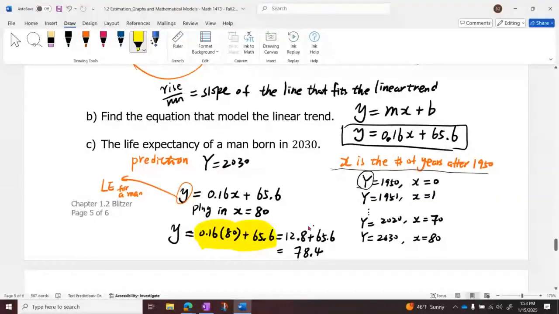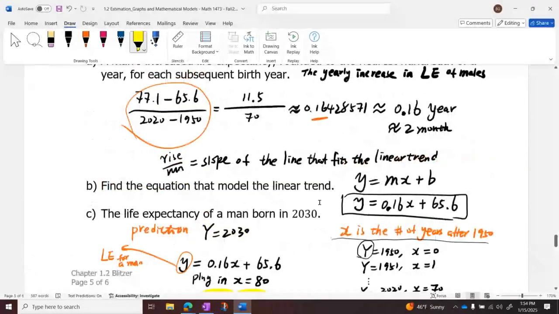So you need to find the value of x that corresponds to the year in the future. Like in this example, we are looking for the life expectancy of a man born in 2030, but you don't plug in x equals 2030, you plug in x equals 80. x here is the number of years after 1950. So that's the whole package for this type of problem.